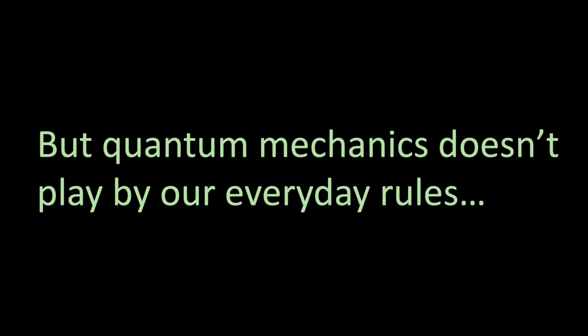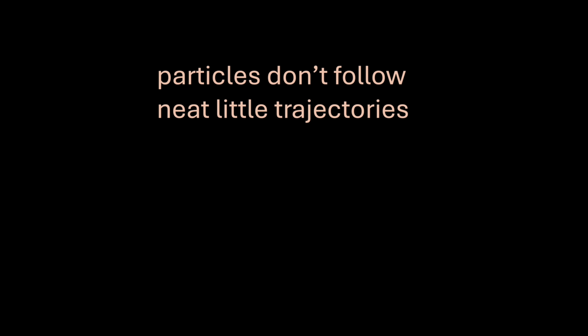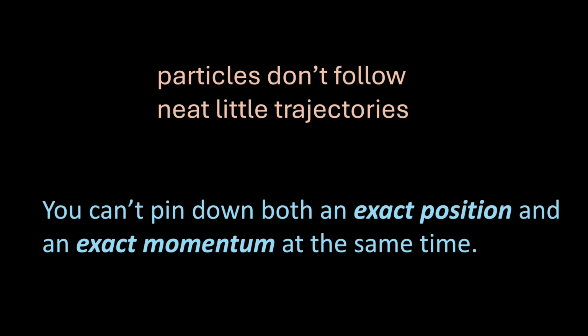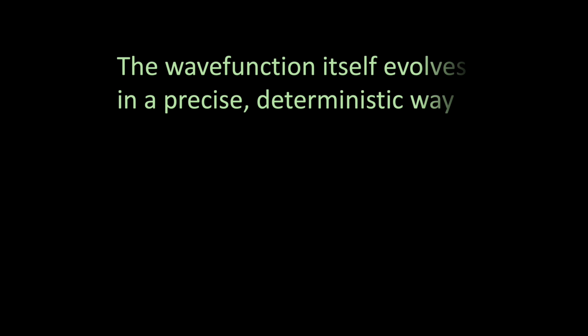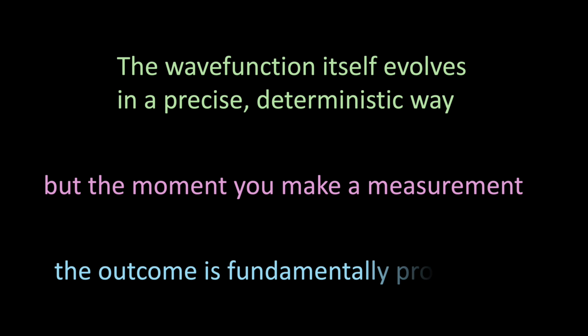But quantum mechanics doesn't play by our everyday rules. In this strange framework, particles don't follow neat little trajectories like billiard balls. You can't in general pin down both an exact position and an exact momentum at the same time. Instead, the best you can do is describe the particle with a wave function, and the wave function tells you the probability of finding the particle in different regions of space. The wave function itself evolves in a precise deterministic way, but the moment you make a measurement, the outcome is fundamentally probabilistic. In other words, the classical picture of certainty is gone. In its place, quantum probability rules the game.